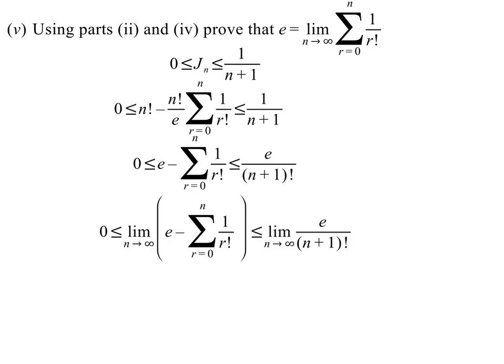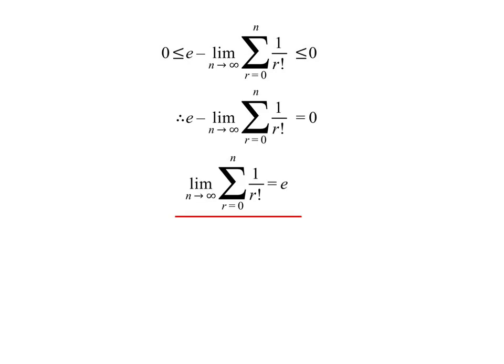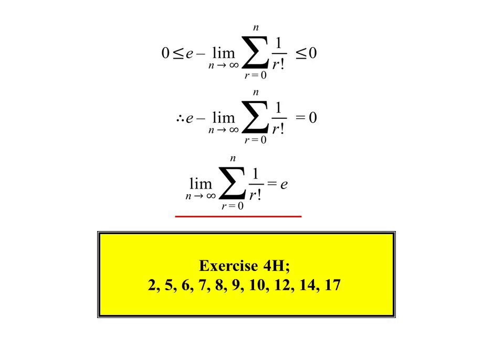But what happens if I take the limit of all three things as n approaches infinity? 0 is going to stay at 0. The right-hand side, well, if I've got infinity on the bottom of the fraction, that's going to go towards 0 as well. I've now trapped this in between 0 and 0. So I now know that actually that expression is 0. Well, if that expression is 0, I now move the limit to the other side, if you like, and there it is. We have that it's equal to e. Whoa, that was a good little question. Okay.